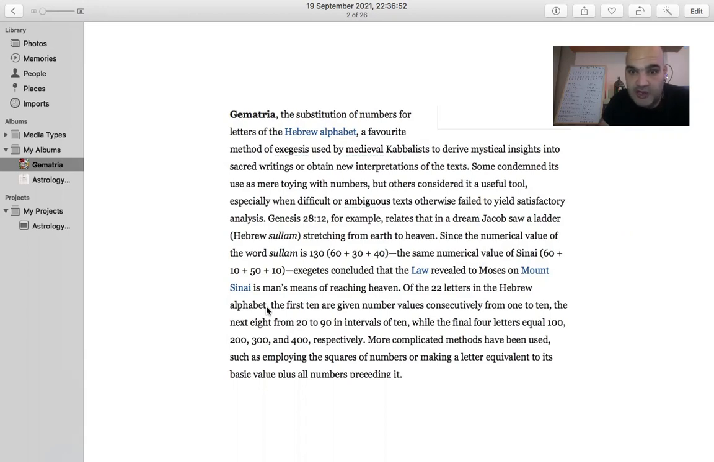Of the 22 letters in the Hebrew alphabet, the first 10 are given number values consecutively from 1 to 10. The next 8, from 20 to 90, are intervals of 10, while the final letters equal 100, 200, 300, and 400 respectively. More complicated methods have been used, such as employing squares of numbers or making a letter equivalent to its basic value plus all numbers preceding it.